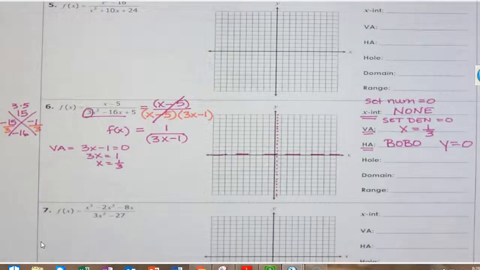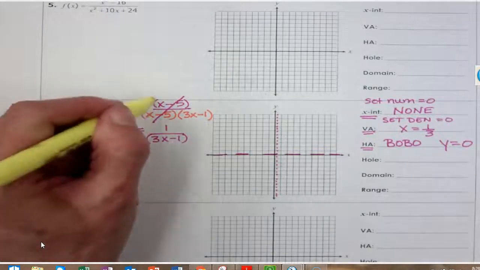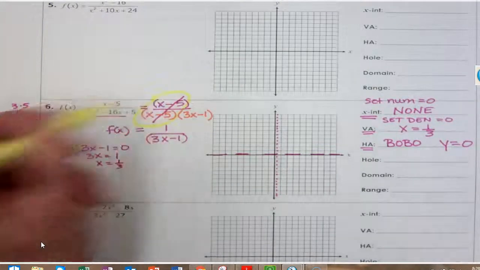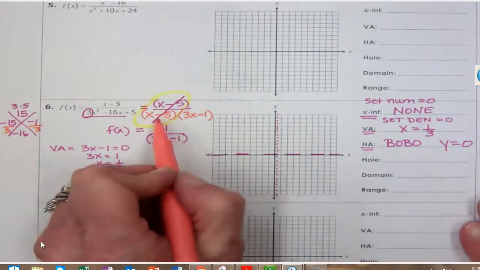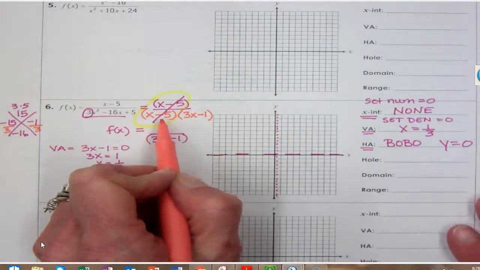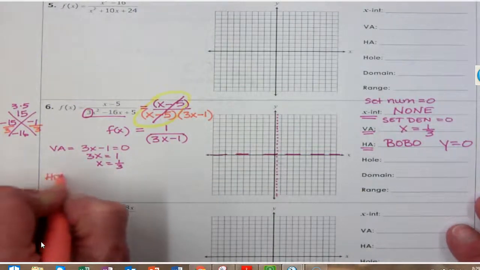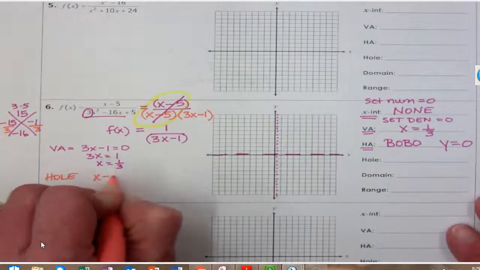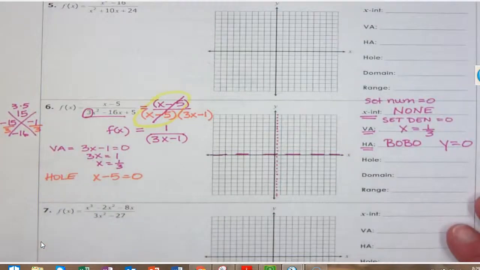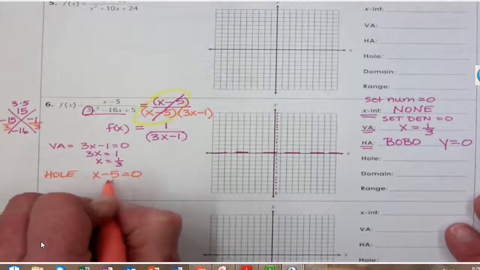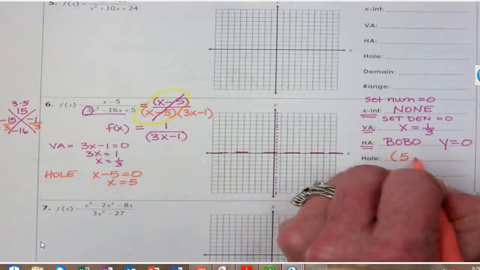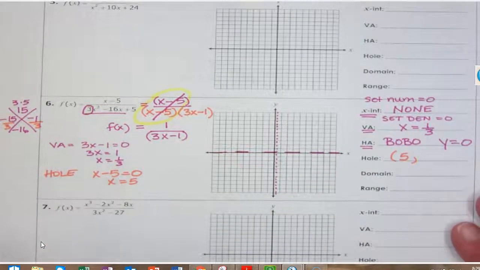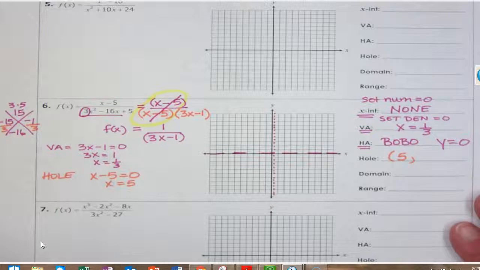Now, the hole is created right here. When I look to the hole, I'm seeing that x minus 5 is in the denominator and it's gone away. I'm going to set this x minus 5 equal to 0. And I'm going to get x equals 5. So the hole is going to take place where x is 5 and y is some other number. I've got to figure out what that is.